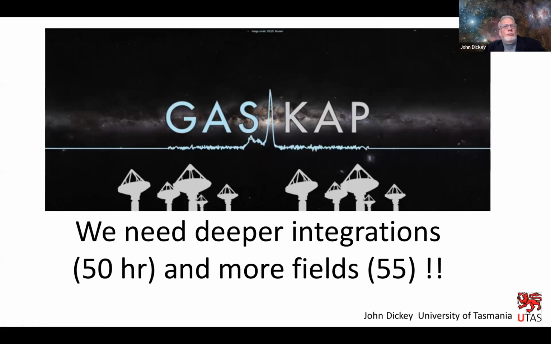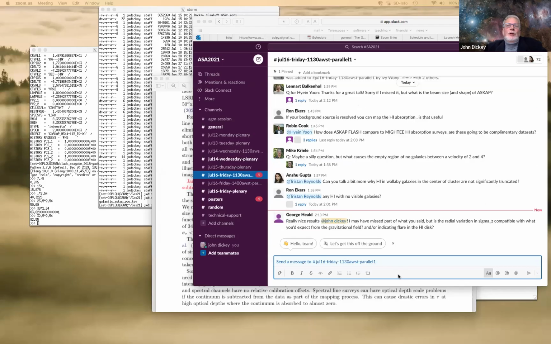So just to finish, GASKAP has made good use of pilot phase 1, but we need a lot more. What we asked for was 50-hour integrations along the plane, not 16 hours like what we have here, and many more fields. 55 fields will get us all the way around the galactic plane from plus 40 degrees declination all the way around to plus 40. So with that, we could do really a great deal. So I'll leave it there, and thank you very much.